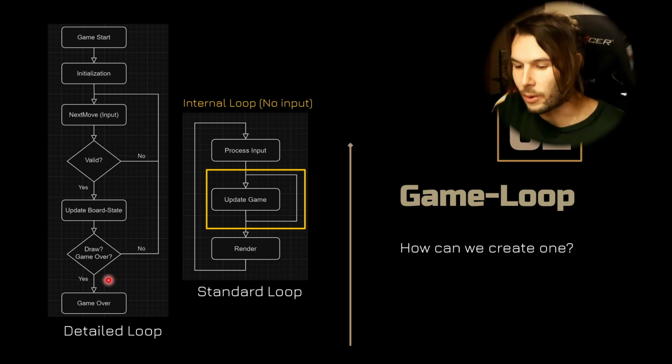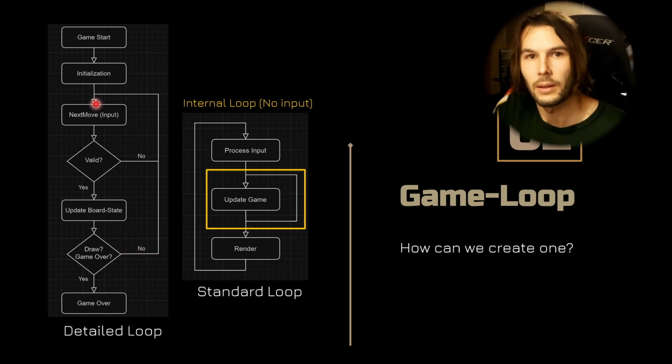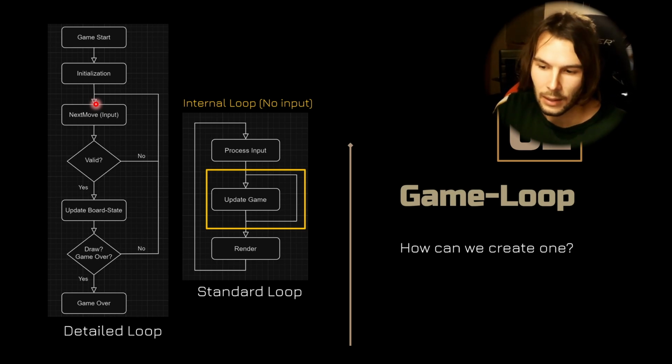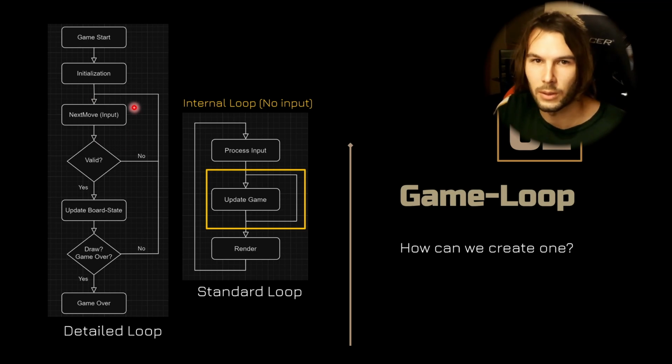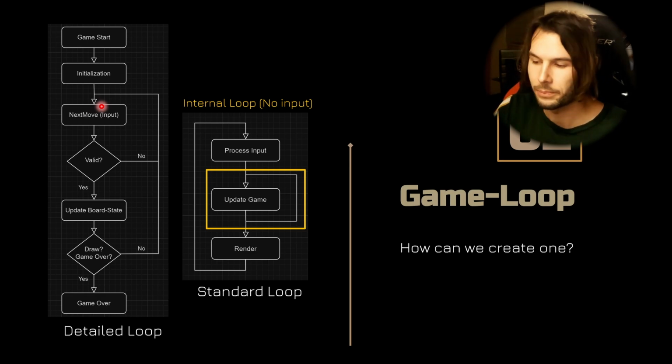So if no draw or game over is there, we simply move on and go back to the next move and wait for the input, this time from the other player. So maybe we started with white and then the black player is the one whose turn it is currently. And then we will process the whole part again. So once he provides a valid input, we will update the board state. We will check whether we have a draw or a game over. And if this is not the case, we will move on and the white player can provide his next move to us. So that's all about the game loop. Let's see how it looks in code.